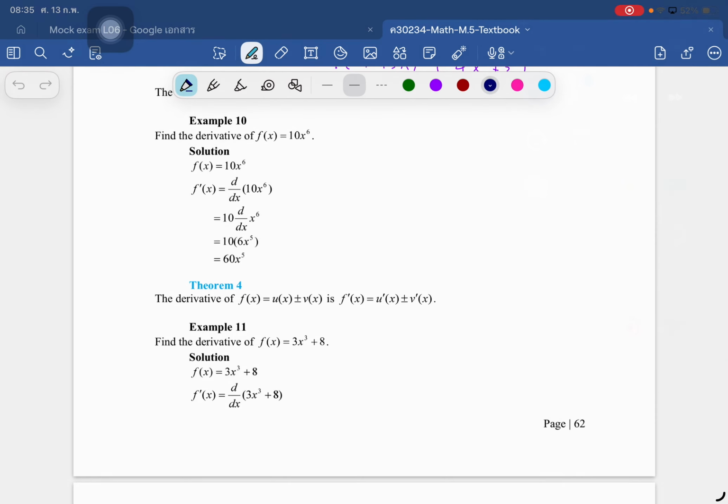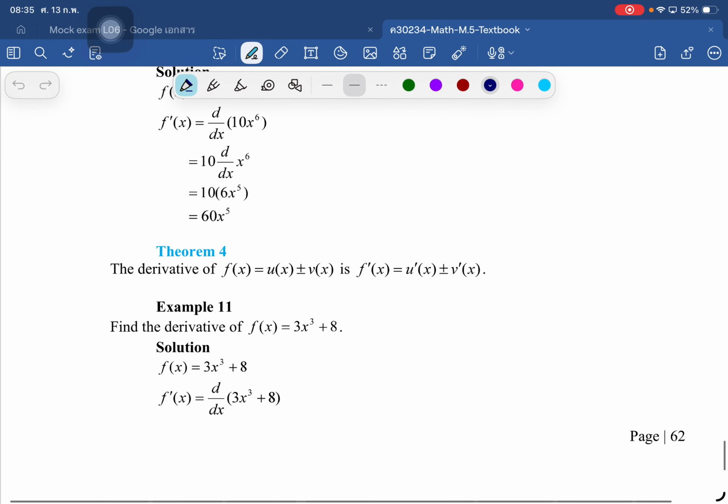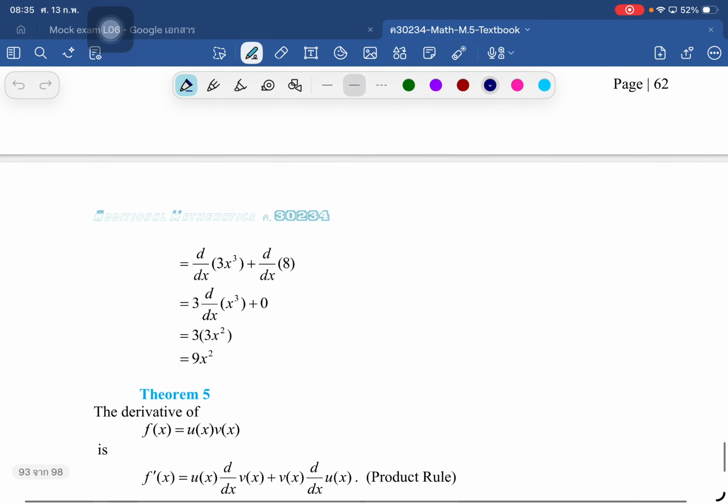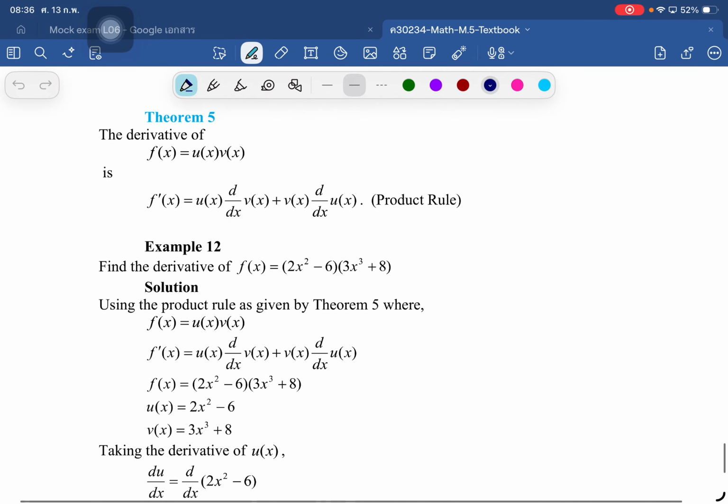3x^3 + 8. The way we're going to do it is using the formula, where you set u and v. I get the u term to be 2x squared minus 6, and I let my v term be 3x to the power 3 plus 8. Now we differentiate the u term: diff u is 4x. Diff the v term, you have 9x squared, the same as the previous question.